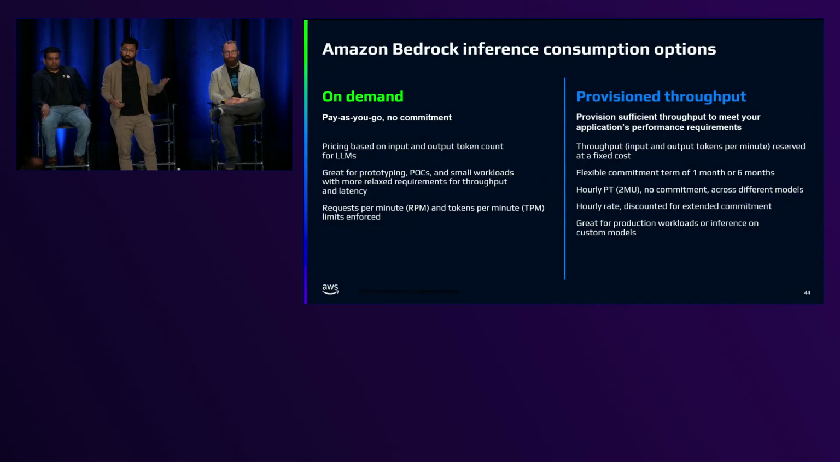Consumption options. The default is on demand, where you pay as you go based on your LLM token count usage. Great way to get started for POCs, prototyping, and even for smaller workloads with relaxed requirements of throughput and latency. But as you move to production and as your usage grows, you might want to reserve sufficient throughput for your application. That is when the provisioned throughput option in Amazon Bedrock is a great way to reserve sufficient throughput in order to meet your application's performance requirements.